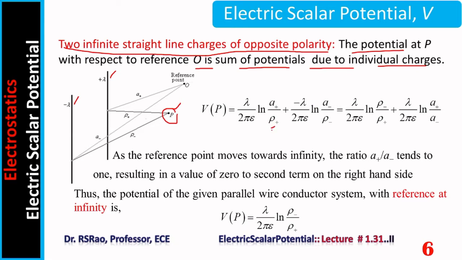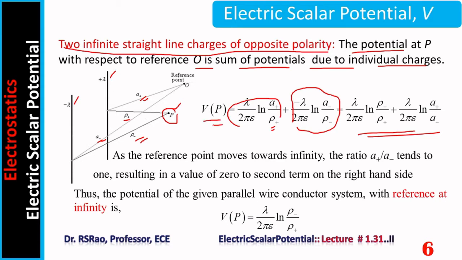Potential due to the positive charge is given by this formula, and potential due to the negative charge by this. Now we can manipulate this and write it as lambda by 2 pi epsilon natural logarithm rho minus by rho plus, plus lambda by 2 pi epsilon natural logarithm a plus by a minus. Here, this is rho minus, this is rho plus, this is a plus, this is a minus. All the distances are indicated in the diagram.